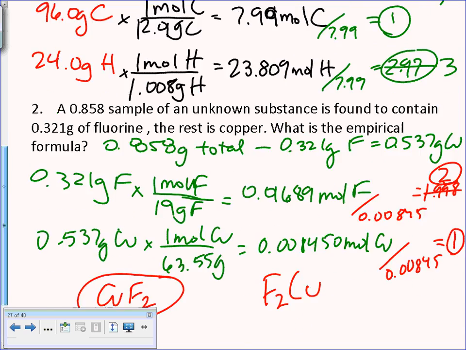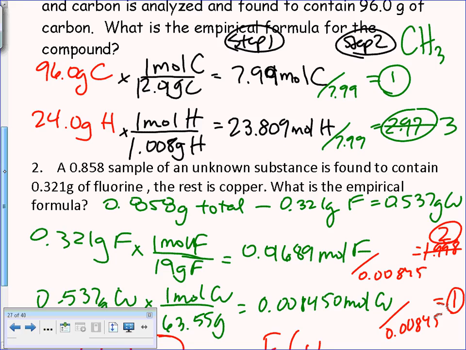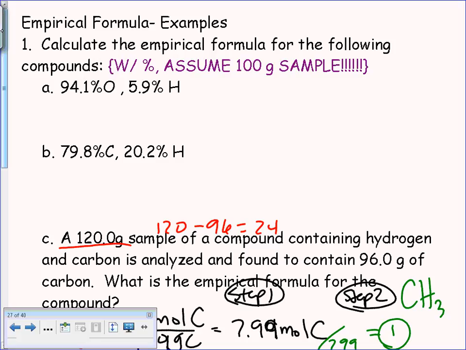All right, let's do one with percents. This is the one that I have not taught you how to do. So whenever I give you a percent, this is what we learned a little bit yesterday. Percent composition. For example, I have a compound here with 94.1% oxygen and 5.9% hydrogen. If you assume a 100-gram sample, how many grams of hydrogen do I have?